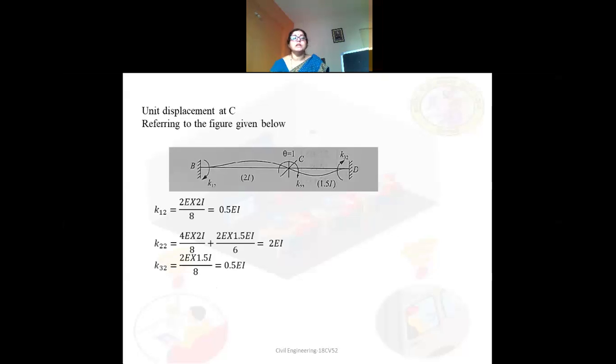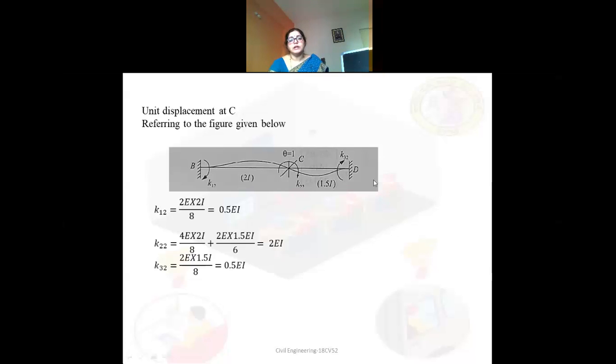Then what is K22? What is the force at coordinate 2 due to unit rotation at coordinate 2? Again it is 2EI by L into 2 theta C plus theta B minus 3 delta by L. Theta B anyway is 0. So it will be 2 into 2 into 2, so it is 8, 16 EI by 8. And on this side the I value is 1.5, so it will be 2EI by L into 2 theta C plus theta D minus 3 delta by L.